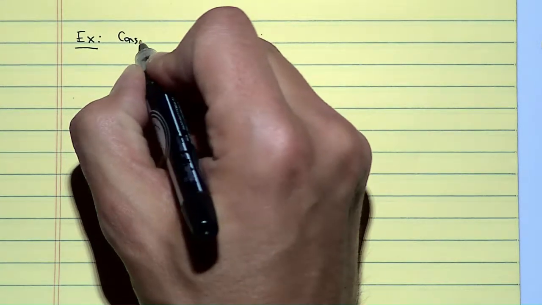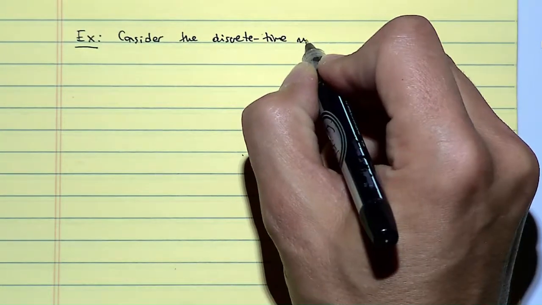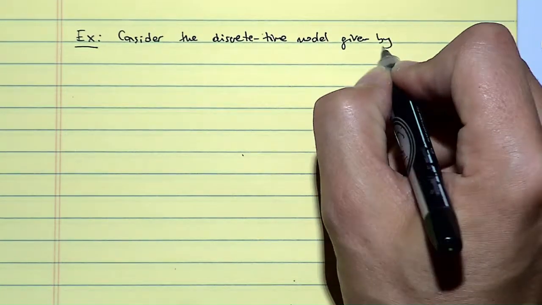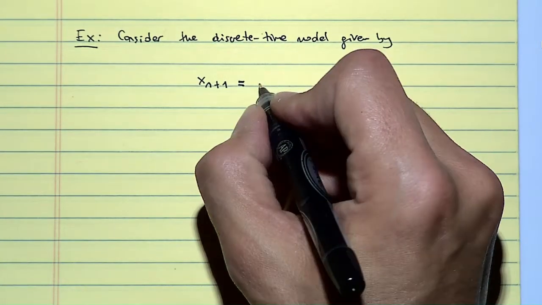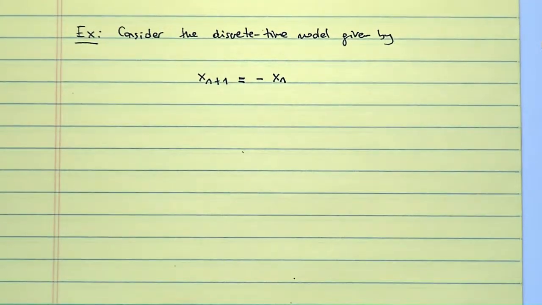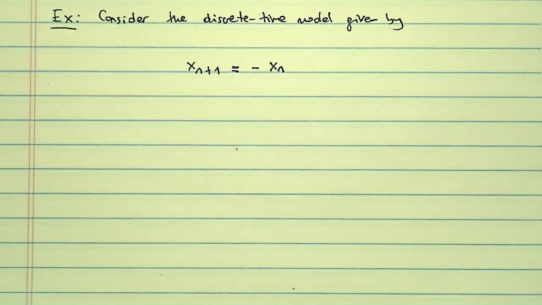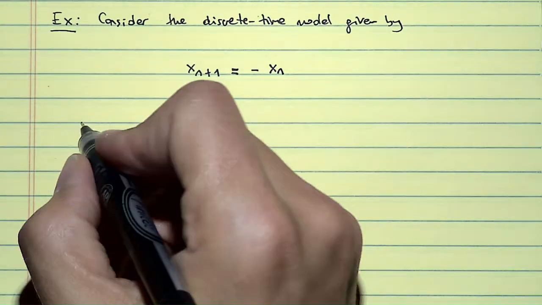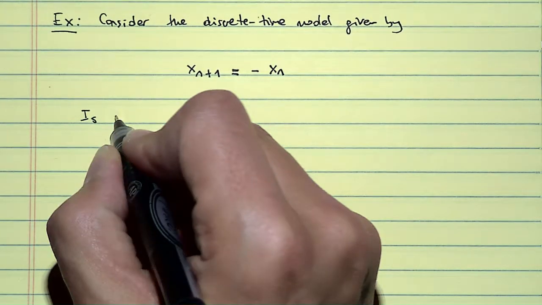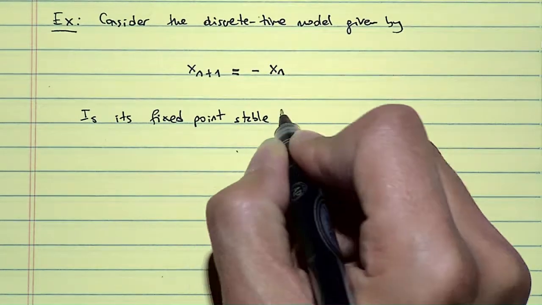So get ready to do some work, okay? All right, so consider this, a special case of what we already did. This is a equals minus 1, b equals 0. Okay? All right. So is its fixed point stable?